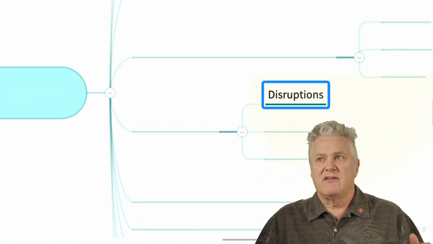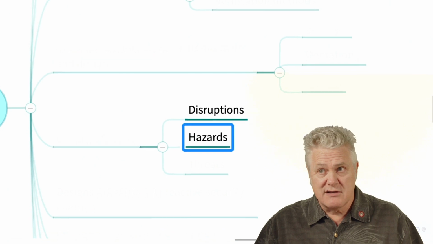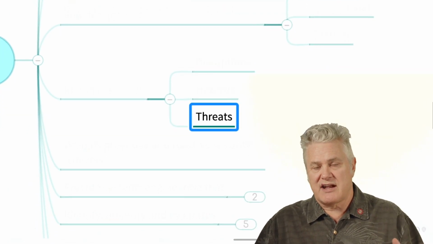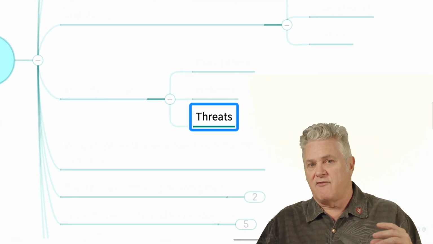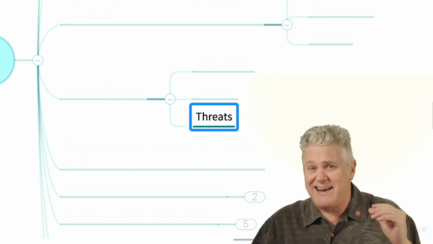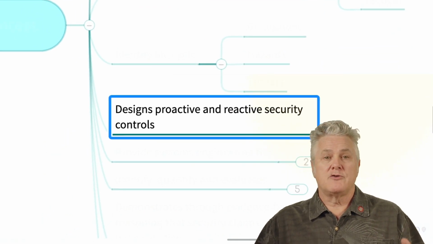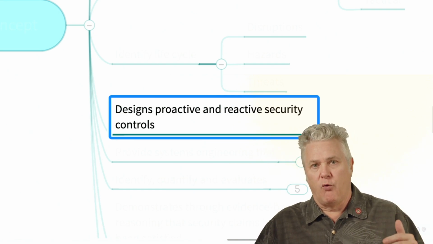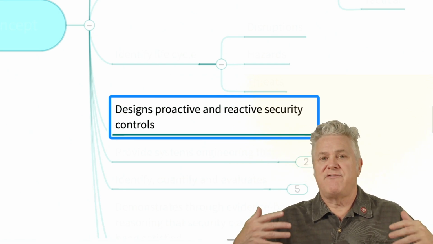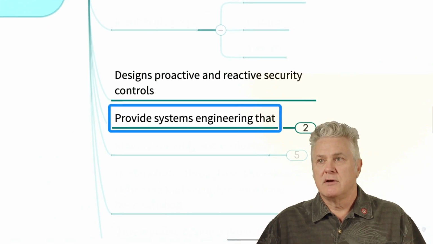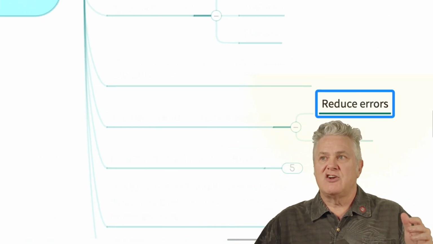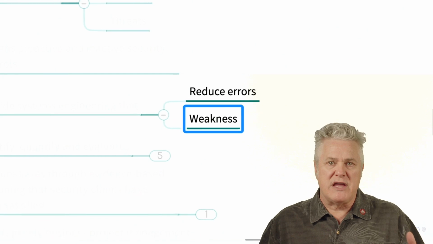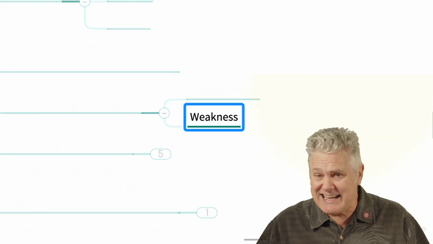Now we're going to identify the lifecycle disruptions, the hazards, and the threats that are out there. We're going to collect that stuff up because we're going to design for that up front. We're going to choose proactive and reactive security controls that will work for us and make sure that they fit into our risk matrix. We're going to provide system engineering that's going to reduce errors and weaknesses from the beginning.